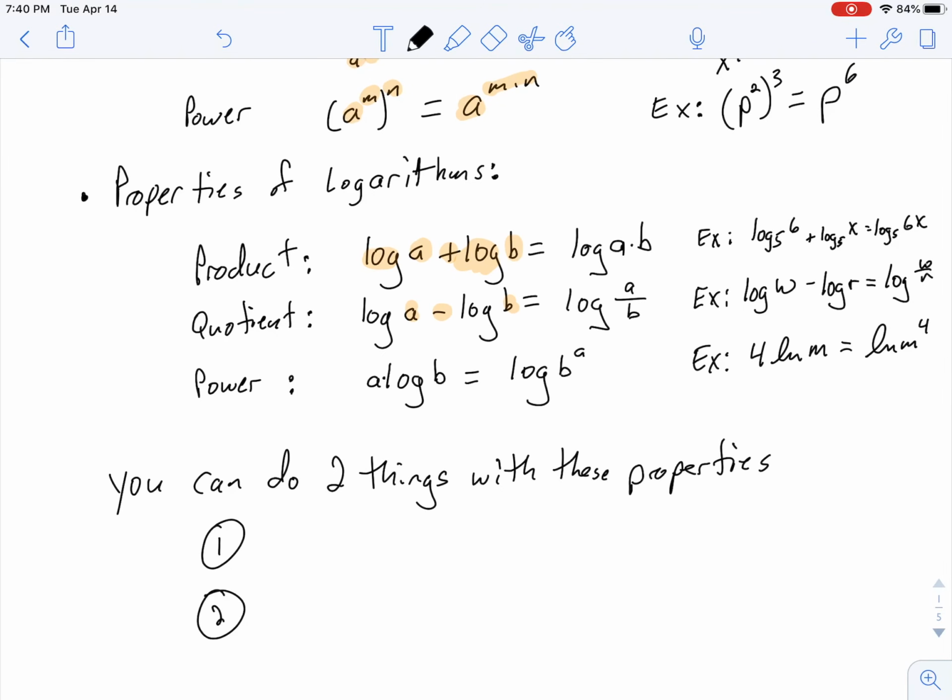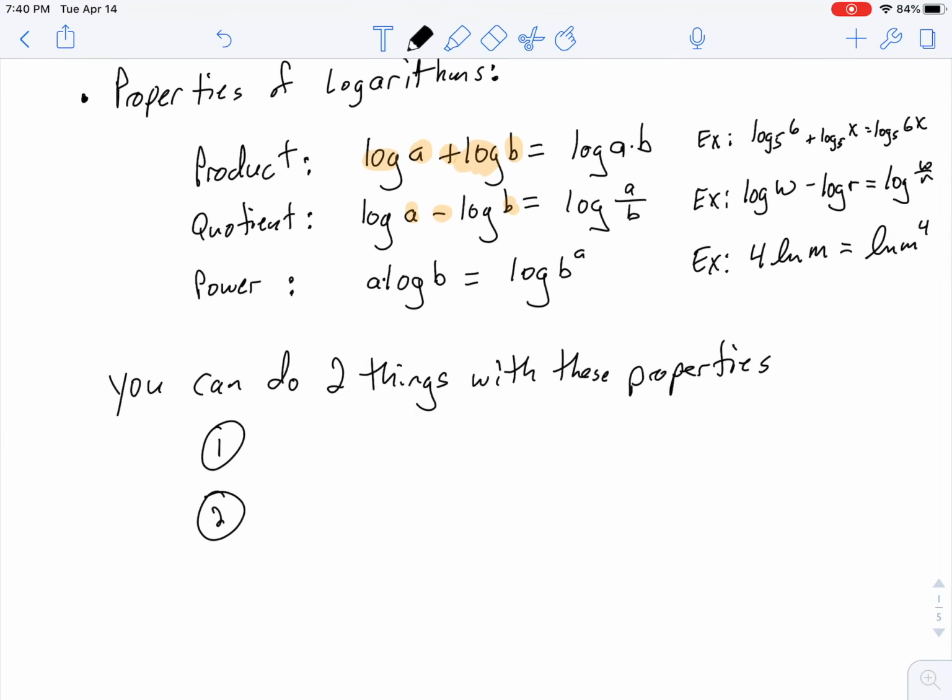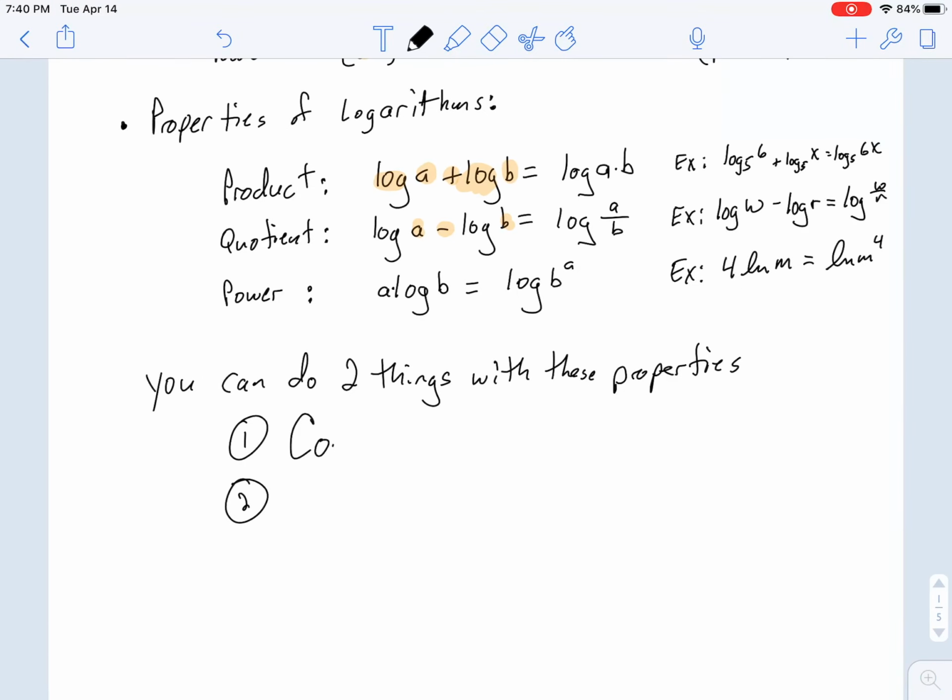So those 3 properties are what we're going to be working with today. Now you can do 2 things with these properties. What I just did is called condensing. So you can condense.